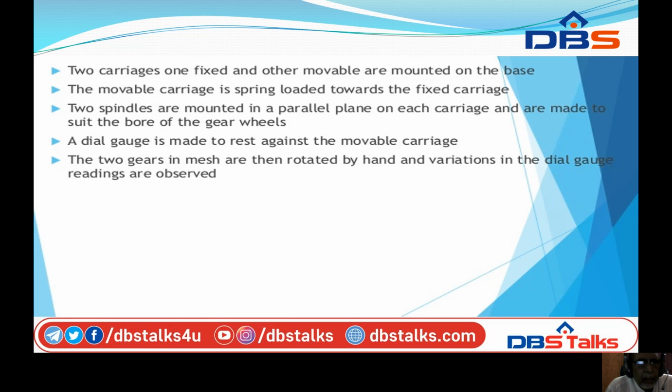So how do we do it? Two carriages, one fixed and the other movable, are mounted on the base. The mobile carriage is spring-loaded toward the fixed carriage. Two spindles are mounted in a parallel plane on each carriage and are made to suit the bore of the gear wheels. A dial gauge is made to rest against the mobile carriage. The two gears in mesh are then rotated by hand and variation in the dial gauge readings is observed.